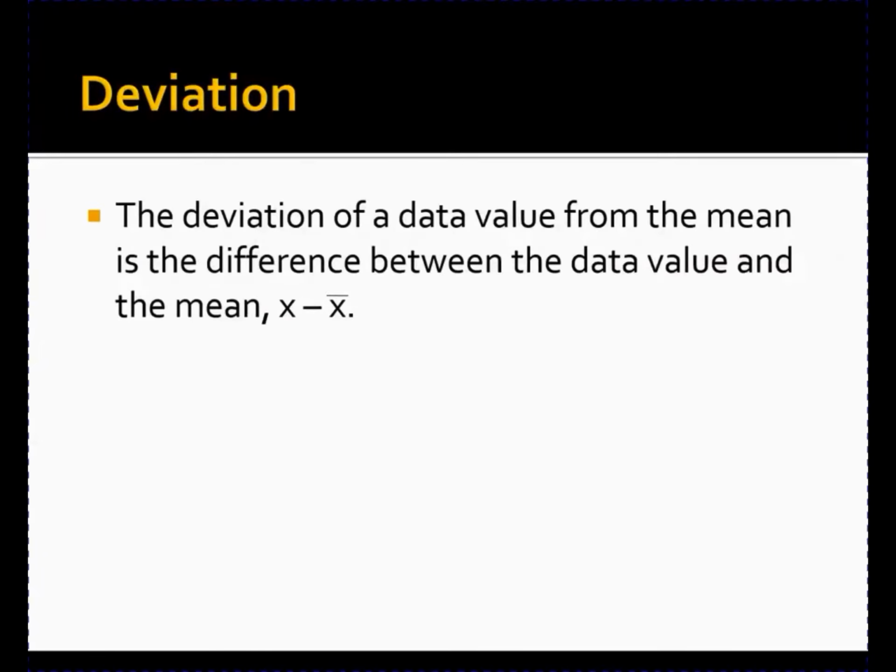So we're going to discuss a topic called deviation. The deviation of a data value from the mean is the difference between that data value and the mean. So you take whatever data value you have from your list, and you subtract the mean from it. That shows how far each data value is from the mean.